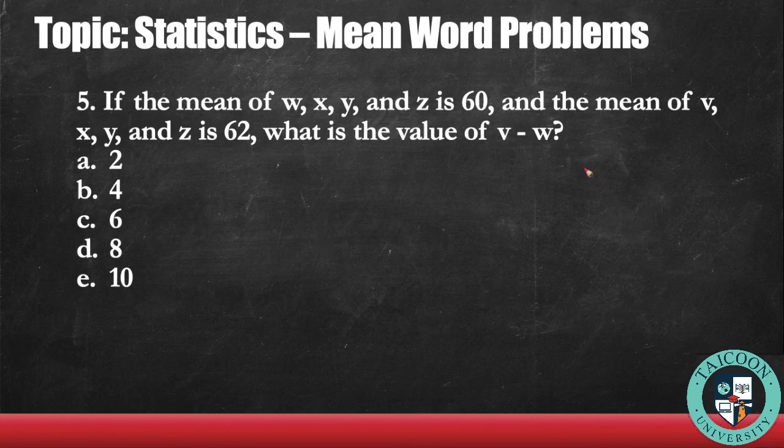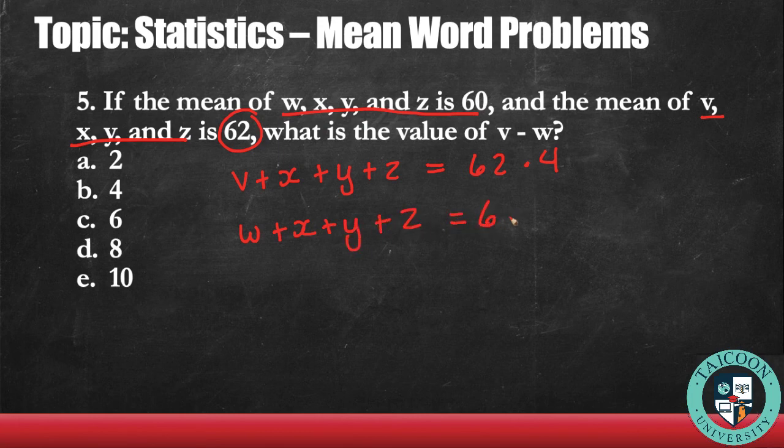Looking at the second set of information, it says that the mean of V, X, Y, and Z is 62. So that includes 4 elements. We know that V plus X plus Y plus Z is actually equal to 62 times 4 because there are 4 elements included. Then we also know, if we look at the information given in the first part of the problem, W plus X plus Y plus Z is equal to 60 times 4. 62 times 4 is 248, and 60 times 4 is 240.